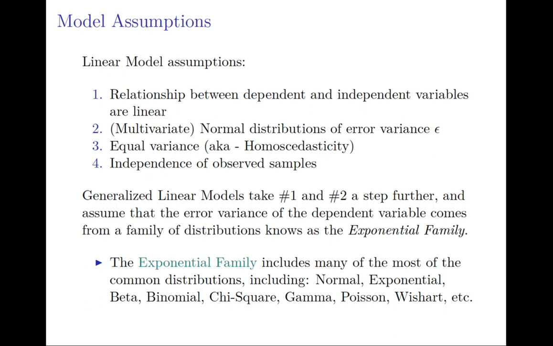So generalized linear models take number 1 and 2 a step further and assume that the error variance of the dependent variable comes from a family of distributions known as the exponential family. And the exponential family, which I recommend checking out here on Wikipedia at this link, includes many of the most common distributions, including normal, exponential, beta, binomial, chi-square, gamma, Poisson, Wishart, etc. And many of them work together mathematically quite well.